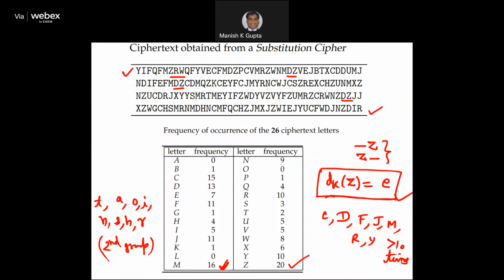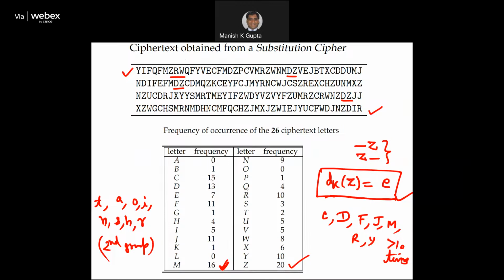Okay, so first of all, observe that this is our cipher text given. Starting from Y and ending at R, somebody tells you that this is coming from a substitution cipher, and you have to decrypt it. So watch it carefully.